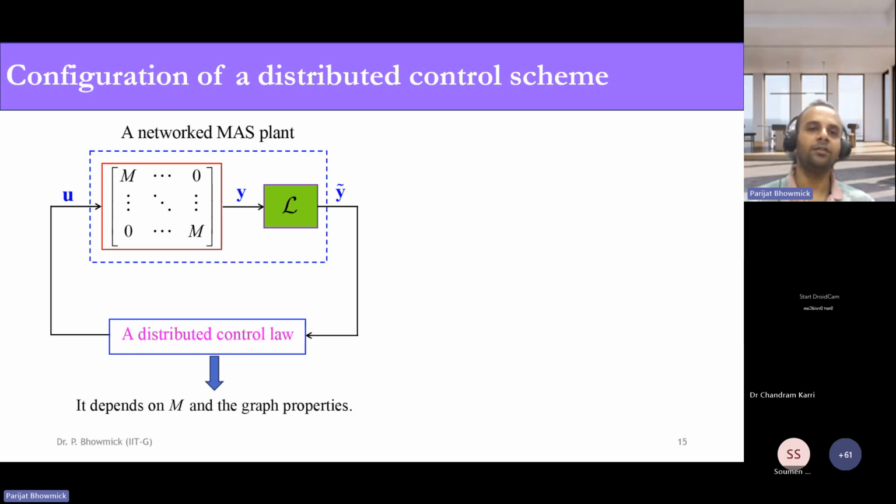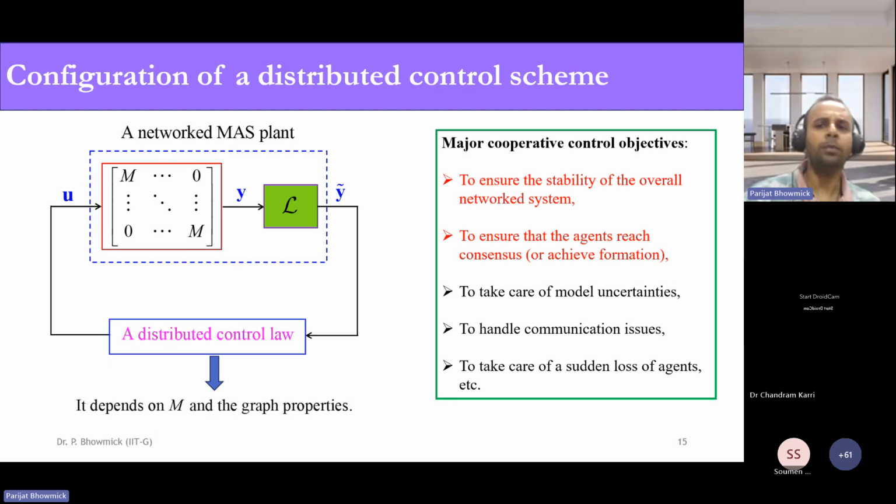Now, the configuration of a distributed control, as I just mentioned, can be state feedback based or output feedback based, but in any case the design of the control law will depend upon the agent dynamics and the graph properties. Okay. And the major cooperative control objectives, which we also discussed last day, the first two are the most important, the necessary things we always have to achieve: to ensure the stability of the overall network system, and to ensure that the agents reach consensus or formation. That is the main objective, right?